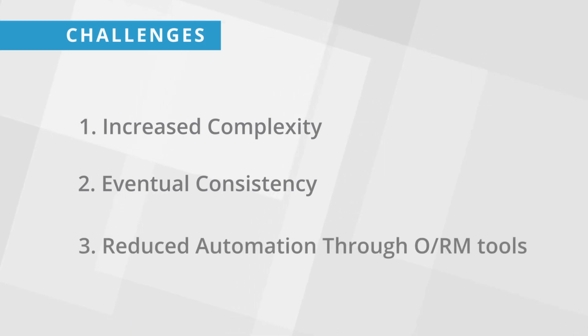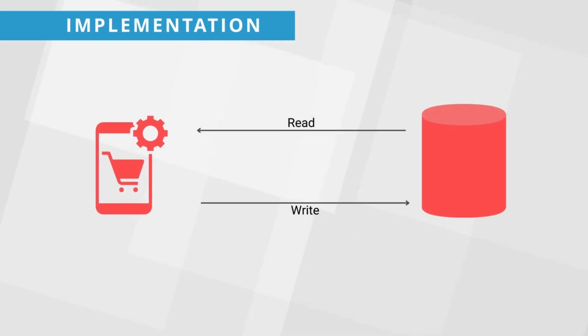Third challenge is the reduced automation through ORM tools. Code cannot be automatically generated from a database schema using scaffolding mechanisms such as ORM tools. However, you can build your customization on top of the generated code. This pattern isn't recommended when the business rules are simple, and a simple CRUD-style user interface and data access operations are sufficient. Now let's look at a scenario where we can apply this pattern.